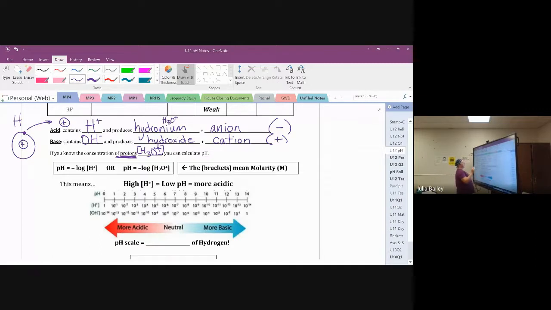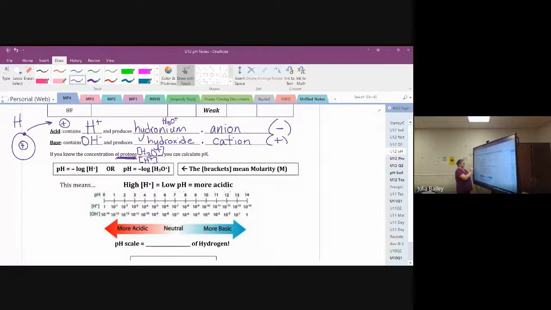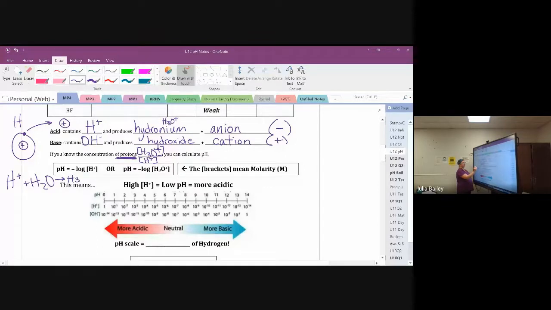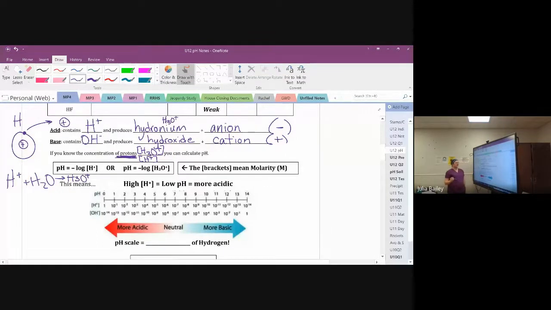So the square brackets mean concentration. That's like an abbreviation, a shorthand for concentration. So if we know the concentration of protons, that would be H plus in square brackets. Or we also know that when an H plus finds a water molecule, they join together, right? And that's where hydronium comes from. The 3 hydrogens come together and you have this positive charge and you still have the oxygen from the water in the first place. So those end up being the same thing.